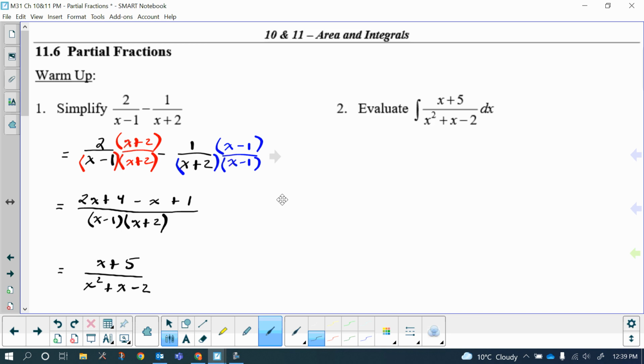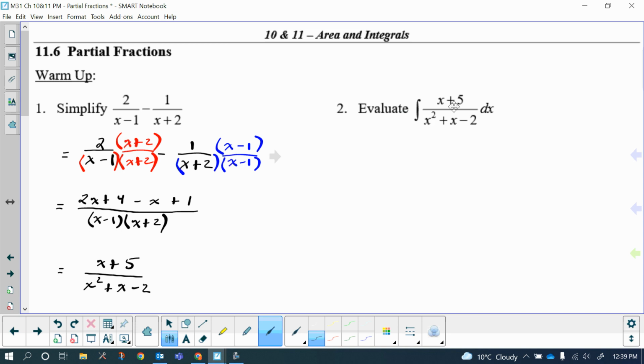Question number 1 should have been pretty straightforward. Get a common denominator and then subtract the numerators. And what we end up with is the integrand. That's what this part is called in question number 2.